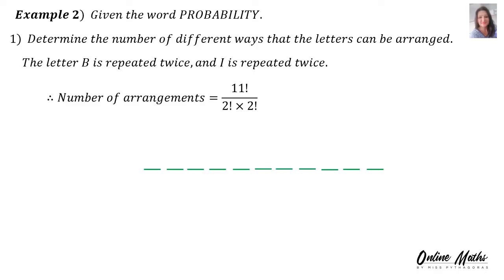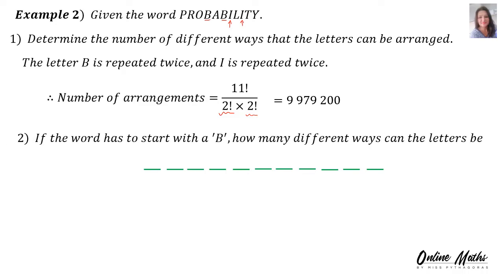And then there's the letter B. You can see once, twice. Therefore, there's a 2 factorial under the line. And then the I. There's 1, 2 I's under the line, another 2 factorial. And you work that out with your calculator and you end with 9,979,200.